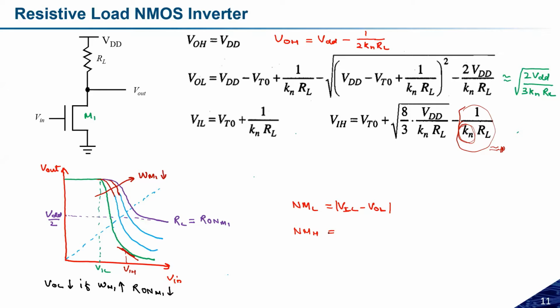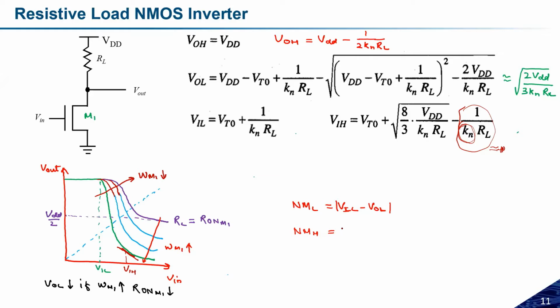So we are seeing here that if you increase the size of the transistor in this direction, that is, WM1 is increasing, then the resultant noise margin will increase. So the noise margin is a function of the sizing.